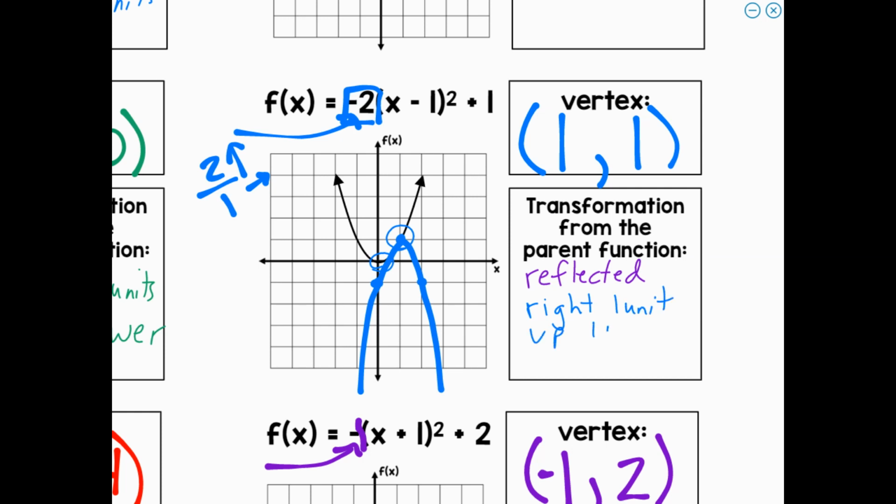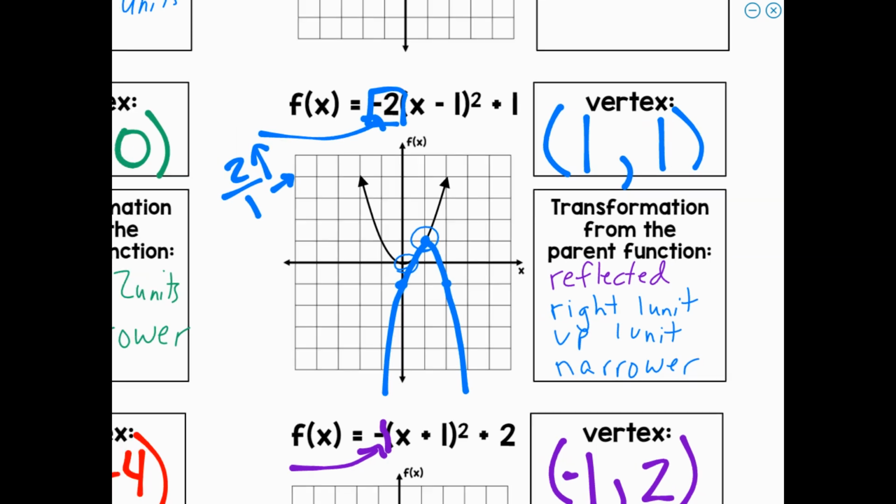And I heard somebody else say up 1 unit, right? Oh yeah. It is. And then there's one other thing that happened because we had a number that wasn't 1 out there in front. What else happened? It got narrower, right? So it wouldn't matter if it's more narrow than the original one. It does. That's why we say that it's got narrower.